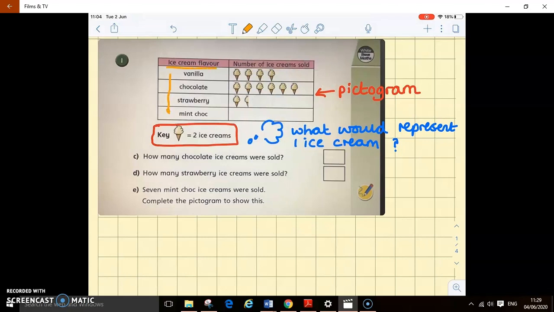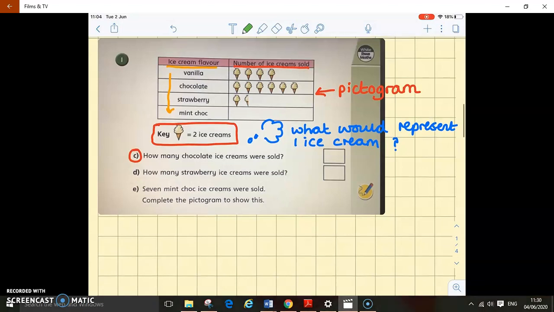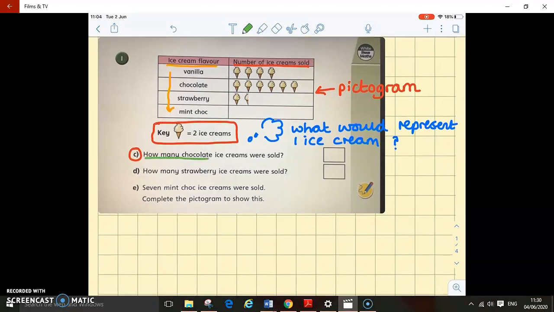So we can see that we've got the ice cream flavours down here on the left hand side of the table, and the number of ice creams sold on the right hand side by the pictures. And if we just look at part C, we want to think about how many chocolate ice creams are being sold. So therefore, we just need to look at the chocolate row, and here's the chocolate row. So I'm going to look at it, interpret the data, read it, and see what it tells me, okay?